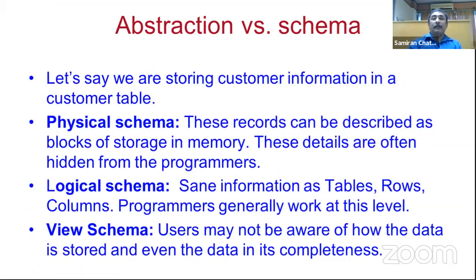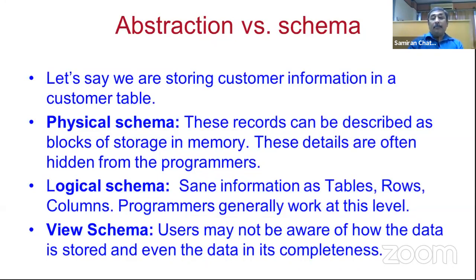So similarly, in this case, if we talk about schema and abstraction, we have a similar situation. We have a customer table example in a customer information database, and the records of the customers may be described in terms of blocks of storage in memory, and these details are often hidden from the programmers. What the programmers see are probably information like tables, rows, columns, and at that level the programmers usually work.